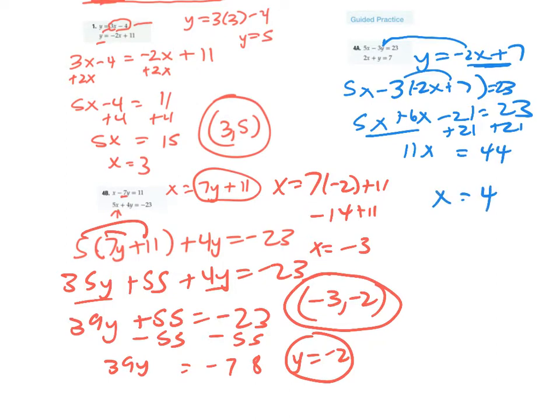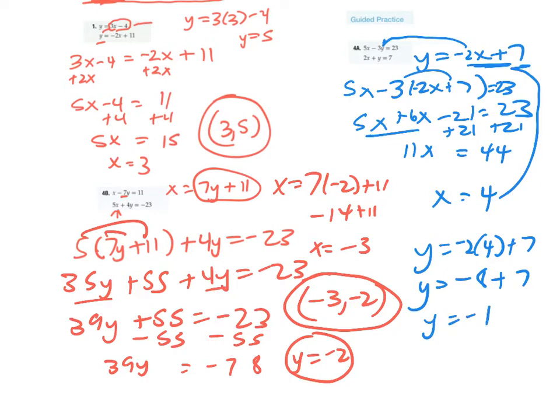So now that I know what x is equal to, I could substitute it back up into this equation. So y equals negative 2 times 4 plus 7, it's a negative 8 plus 7. And so y will equal negative 1. So my answer is 4, negative 1.